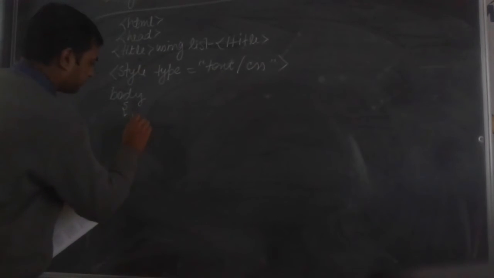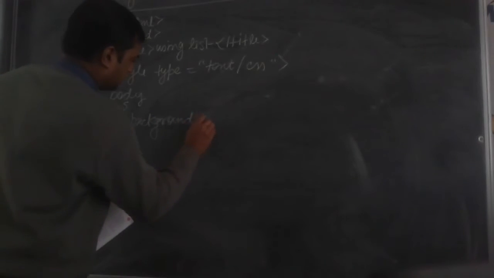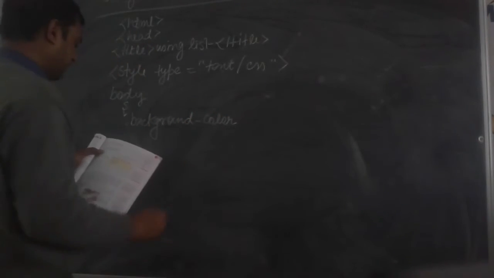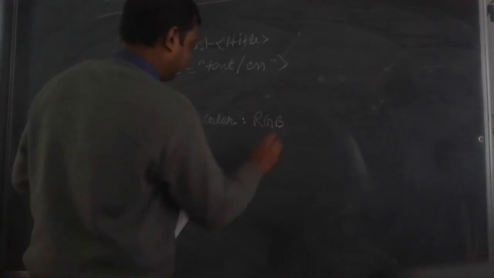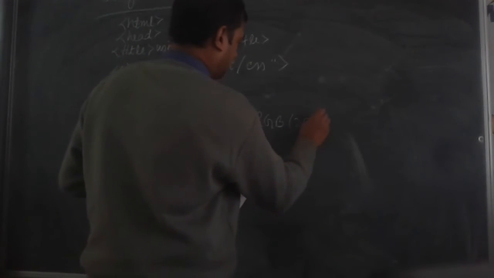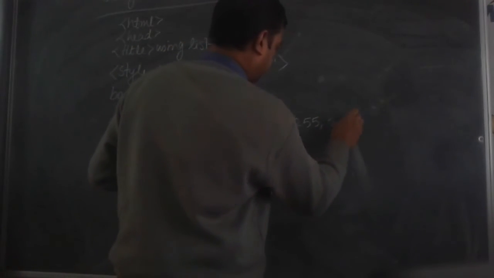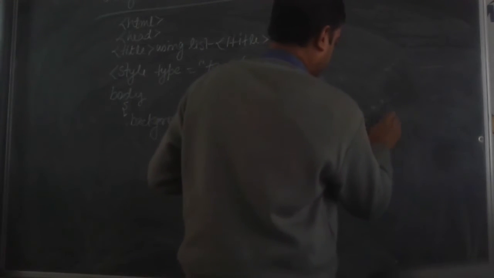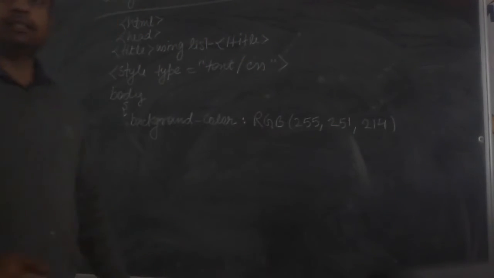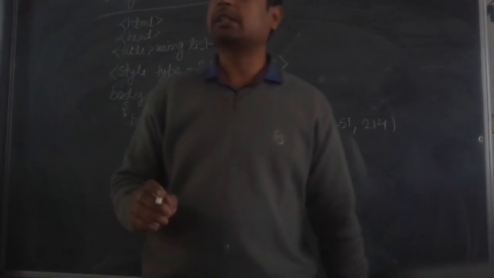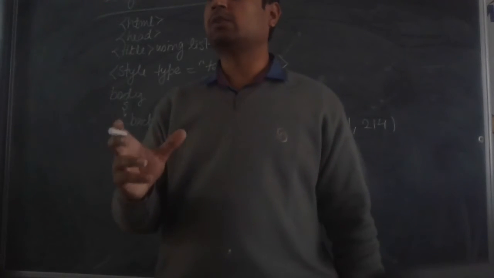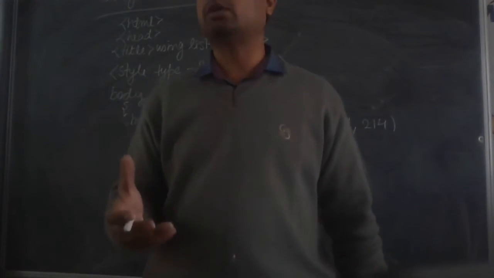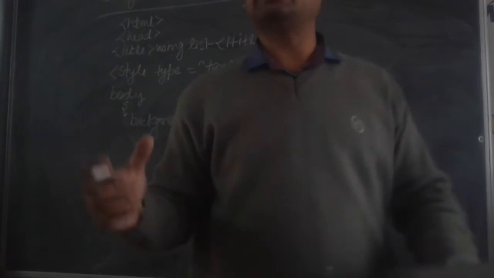Background color, RGB 255, 251, 214. These numbers are nothing. These numbers are only the representation of the color. Means certain values will come here and that will be shown on the web page. Now come to the next line.